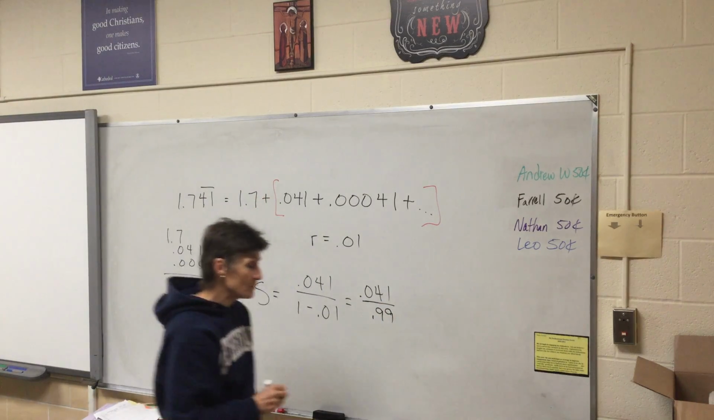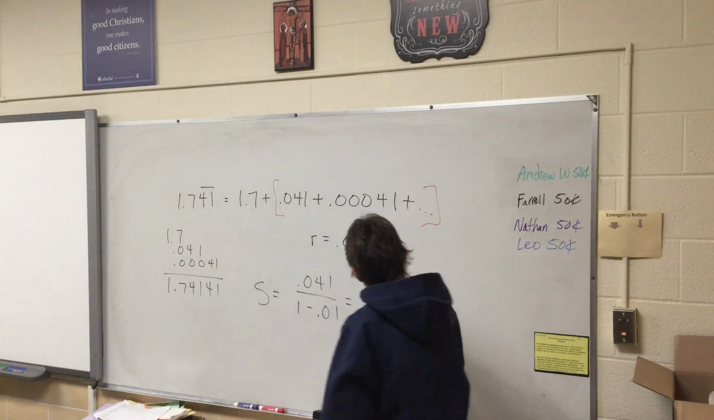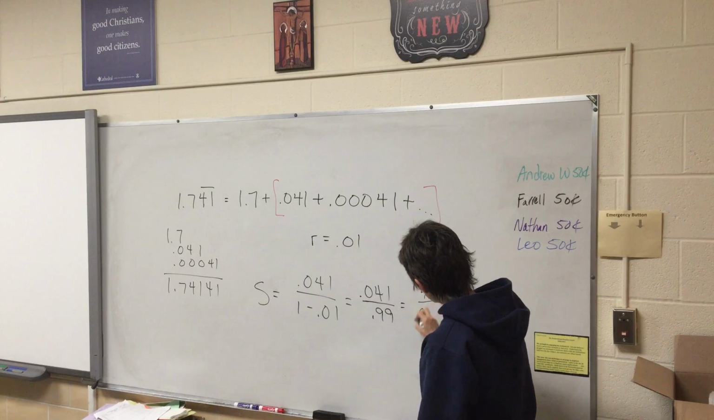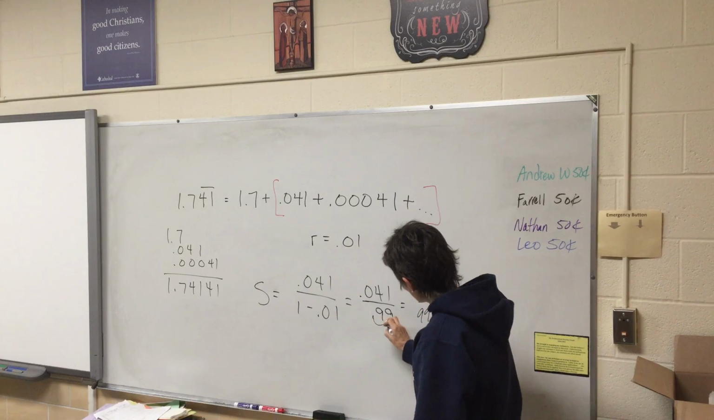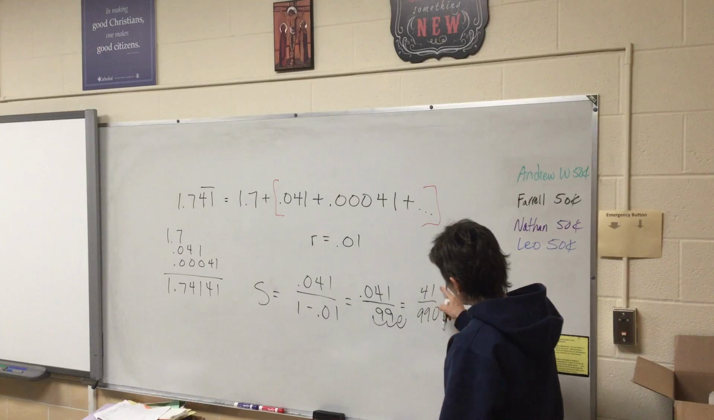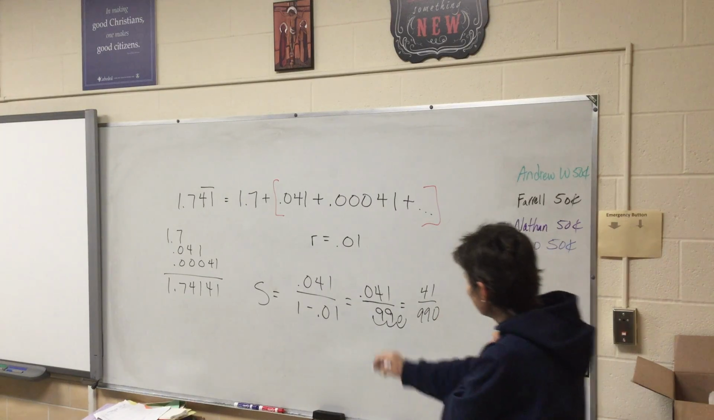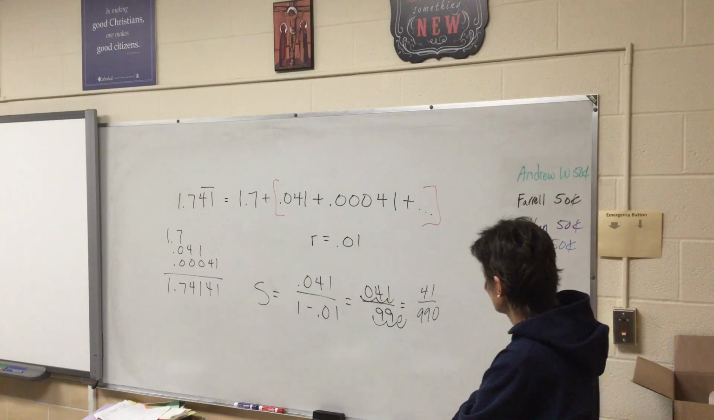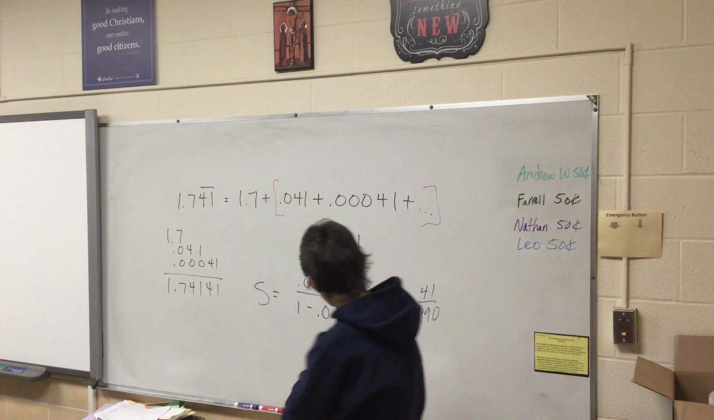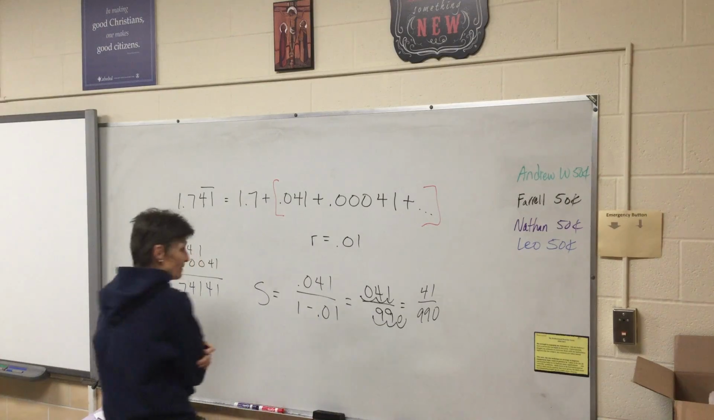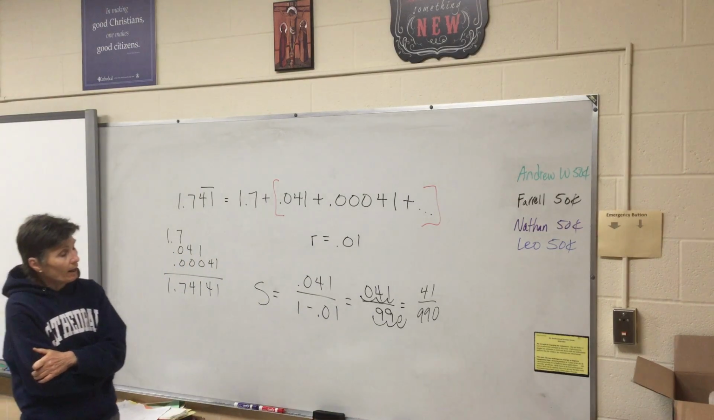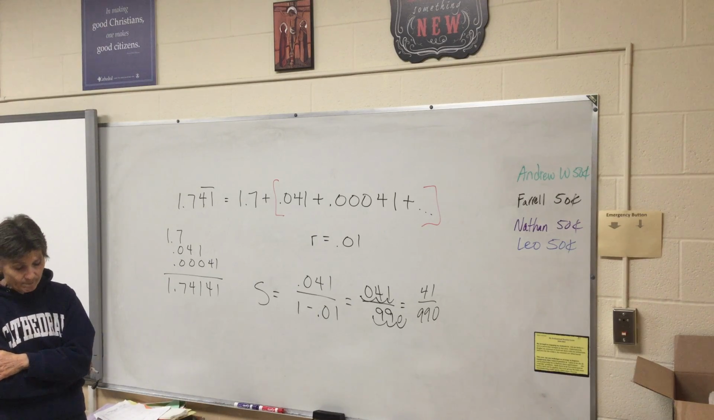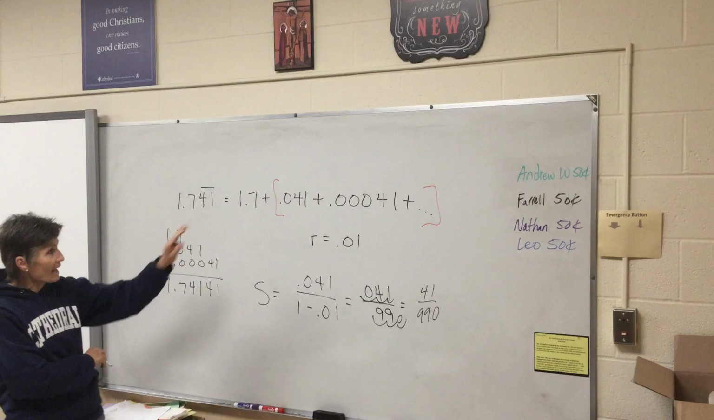Now I need to move the decimal point to get rid of them. So that'll be 41 over 990, because you've got to move it 3 places. Don't reduce. I don't even think that reduces. But even if it does, don't do it at this point, because we still need to add in something, don't we? What do we still need to add in?